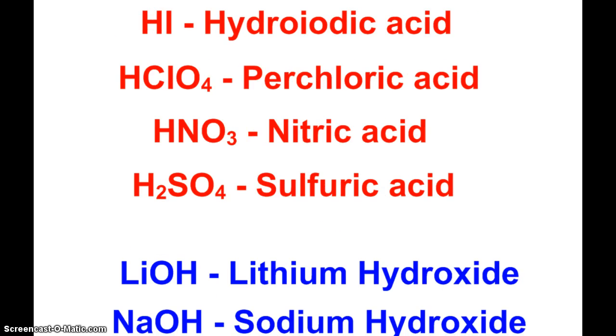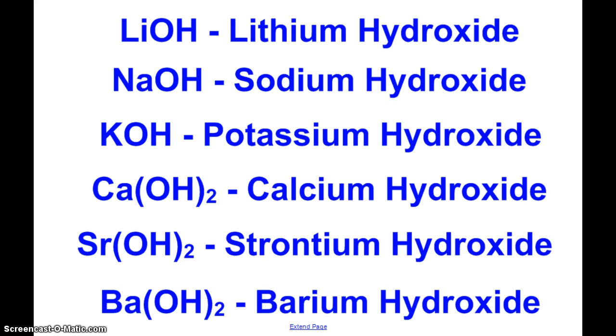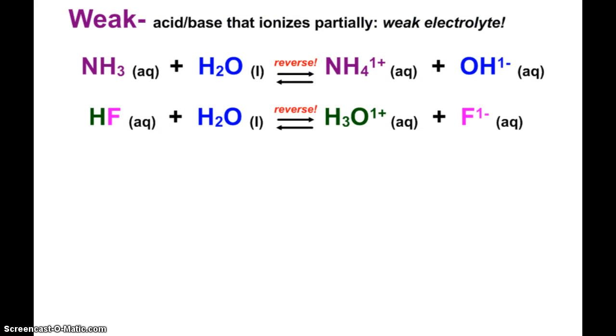So you should definitely know those 6, and you should know your 6 strong bases. From the alkali metals, we've got lithium, sodium, and potassium hydroxide. And from the alkaline earth metal family, we've got calcium, strontium, and barium hydroxide. Once you know all those, fantastic. All the rest of the acids and bases are considered weak. And so that's the nice thing about only having to memorize those 12 things.